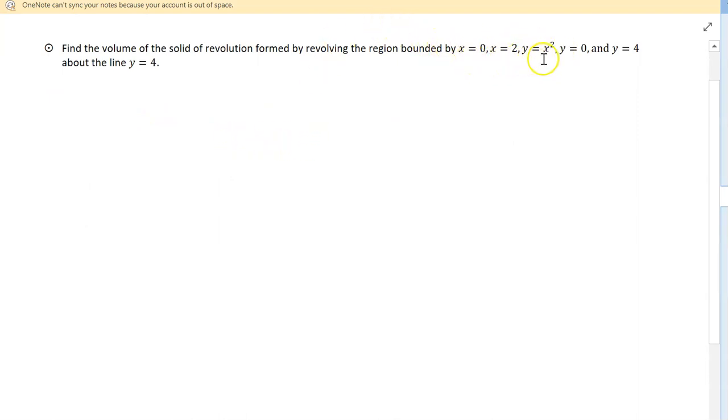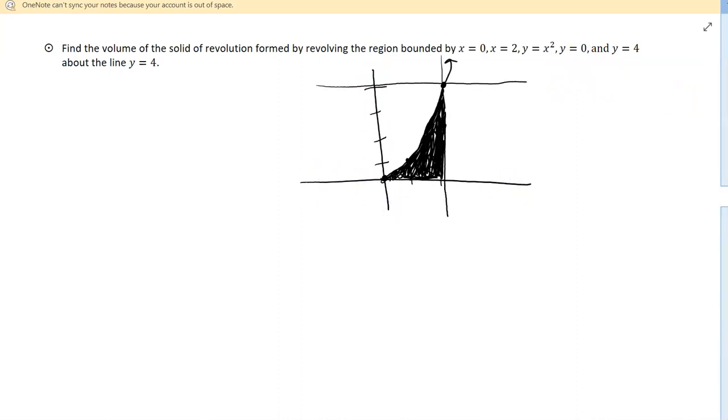So this example says, find the volume of the solid of revolution formed by revolving the region bounded by x equals 0, x equals 2, y equals x squared, y equals 0, and y equals 4 about the line y equals 4. So I'm just going to sketch out my graph. So this is the region that I'm looking at, and I want to revolve it around the line y equals 4. So you can see that this is a region that is less than the axis of revolution.